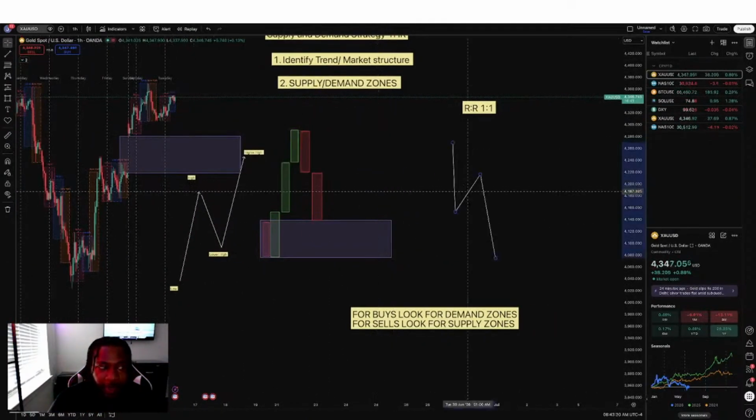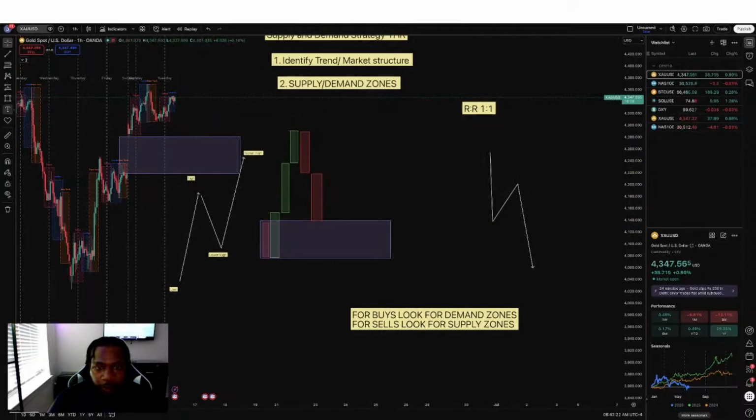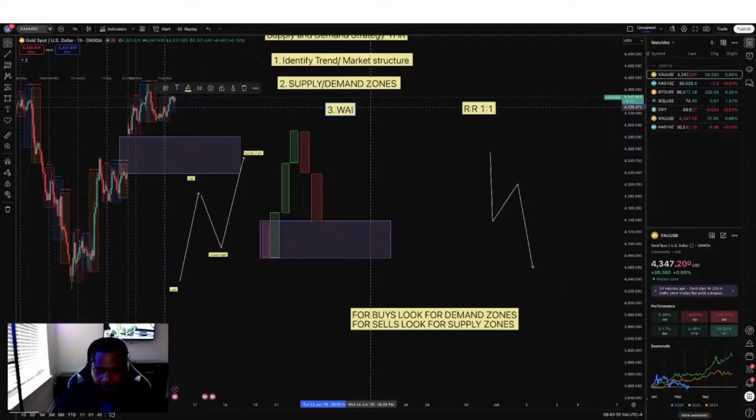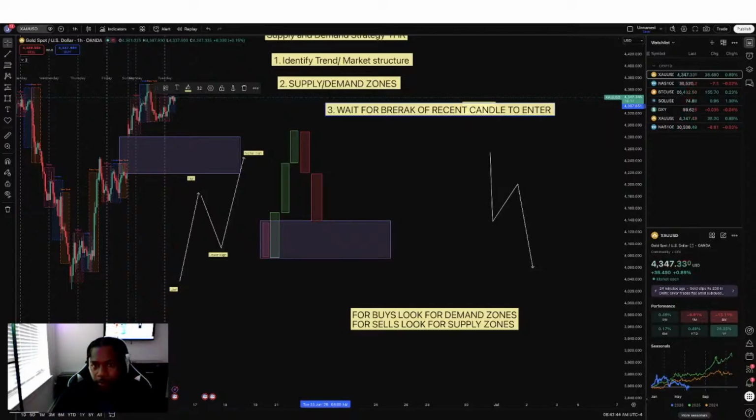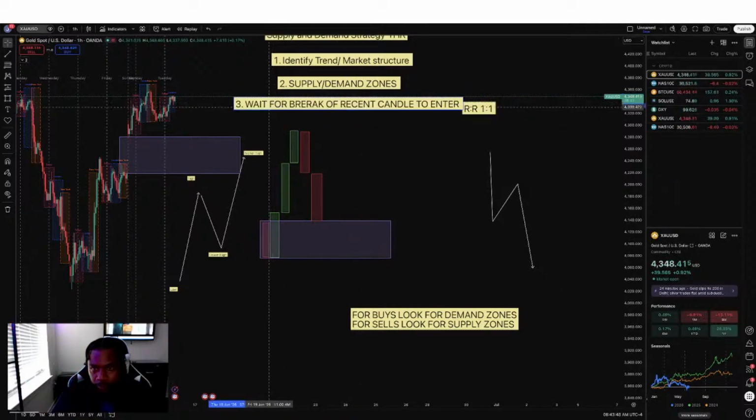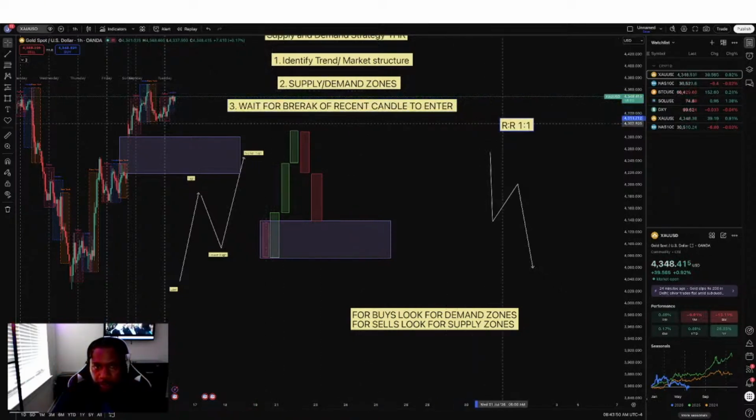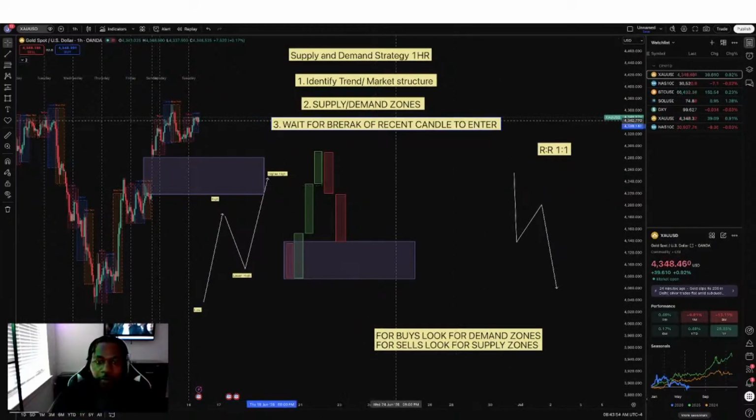So now the next step we want to do is wait for a break of the recent candle to enter. All right. So we want to wait. So we want to wait for a break of the recent candle.